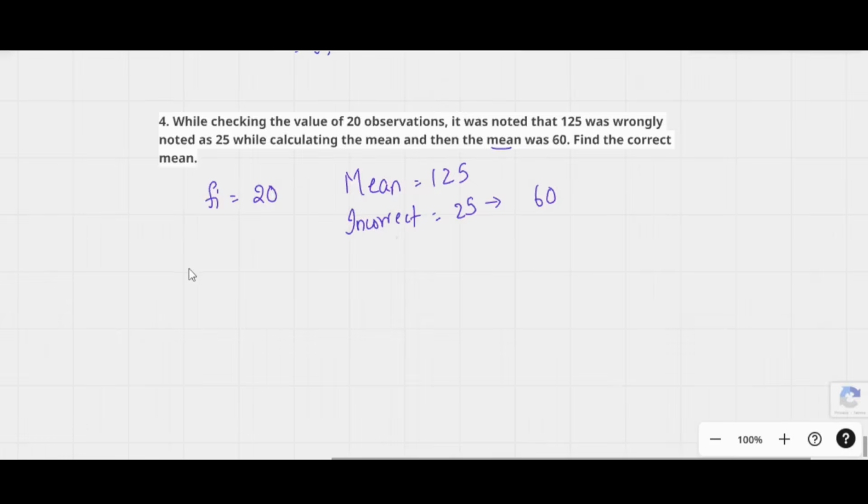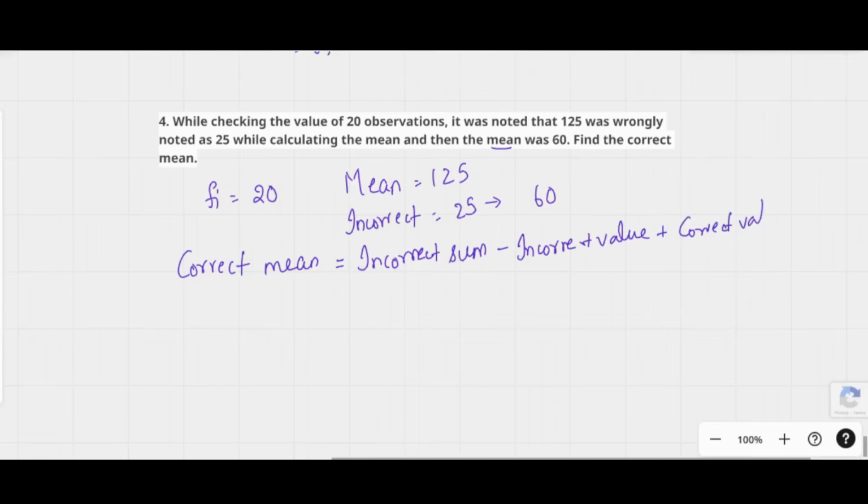So how to find the correct mean now? Simply, I want to tell you in a very easy way. The correct sum will be equal to the incorrect sum minus the incorrect value plus the correct value. Don't get confused. See, so what is the incorrect sum now? When they included an incorrect number, they got 60 as the mean. When I multiply it with the total number of observations, I got 1200 as the incorrect sum. This is the incorrect sum.